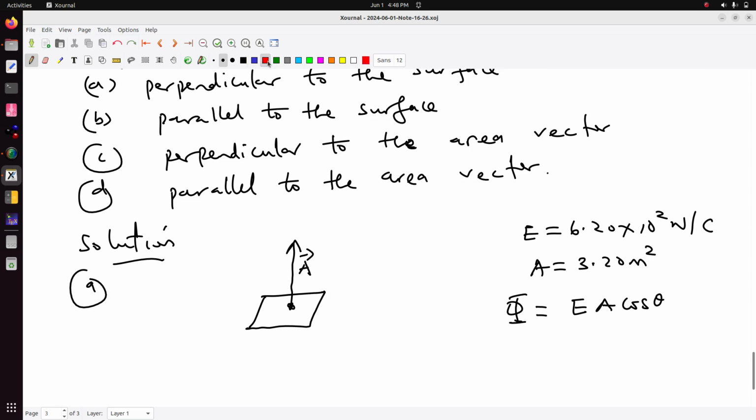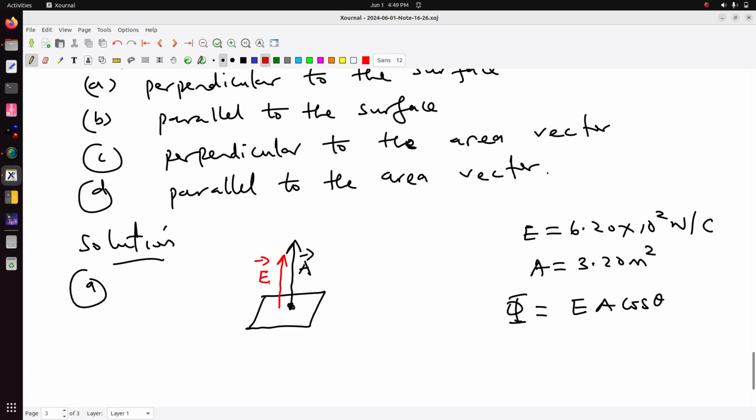Let me use another color to denote the electric field. So the electric field is also perpendicular to the surface. So this is the electric field. So the surface is sitting horizontally. So the area vector is always perpendicular to the surface. This is constant. This is always the case. But the direction of the electric field can change. In this case, the question says that the electric field is perpendicular to the surface. So it's the angle between the electric field and the horizontal. We are taking the surface to be resting horizontally.